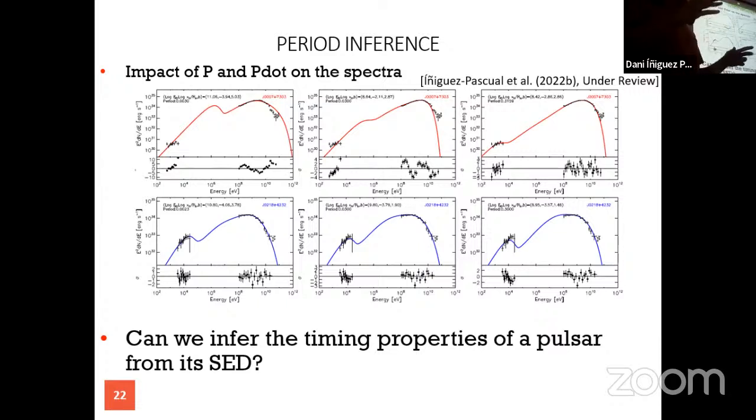For instance, one related to the timing properties of the pulsars. We focus on these timing properties, the period and the period derivative. And we studied how these timing properties affect the spectral energy distribution of a pulsar.